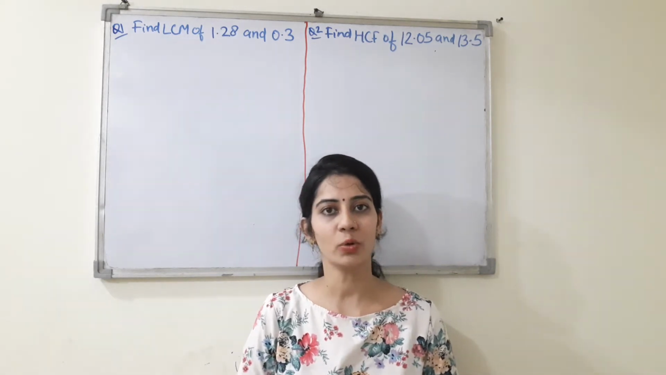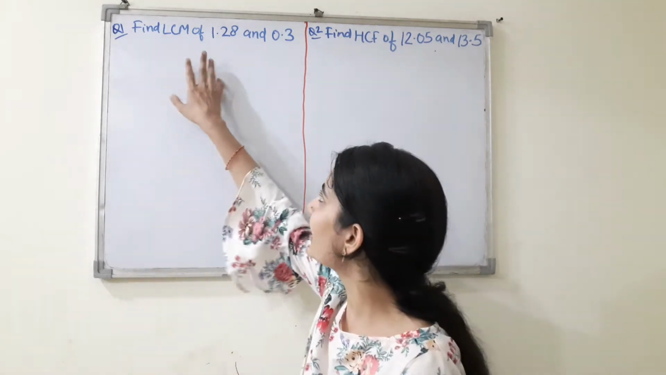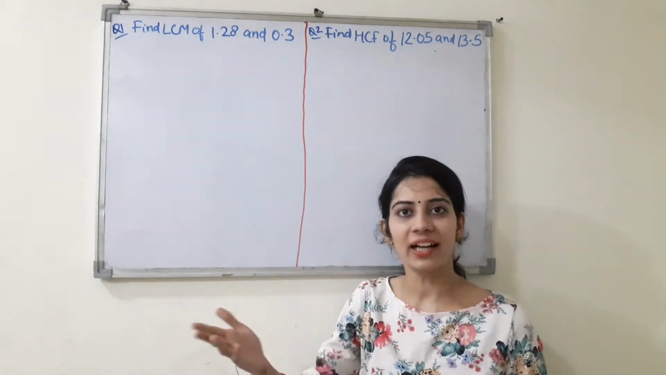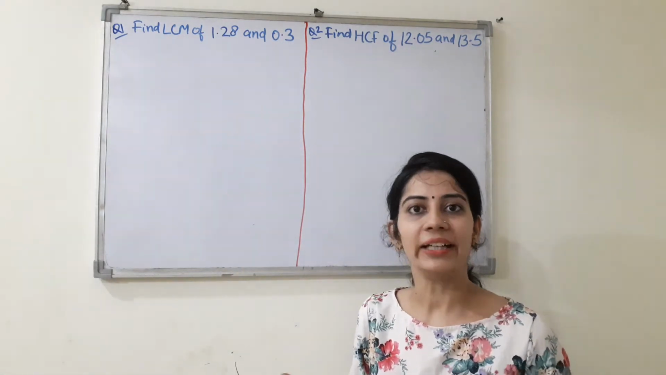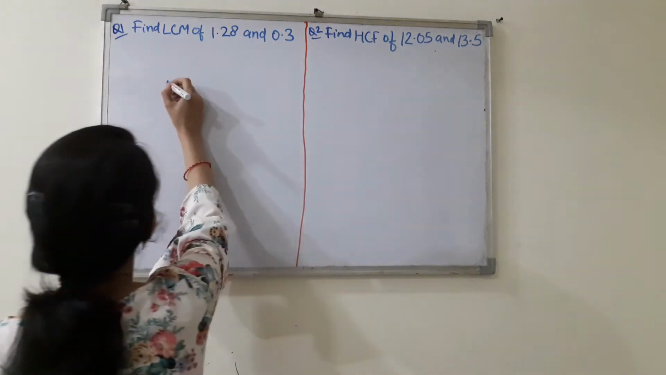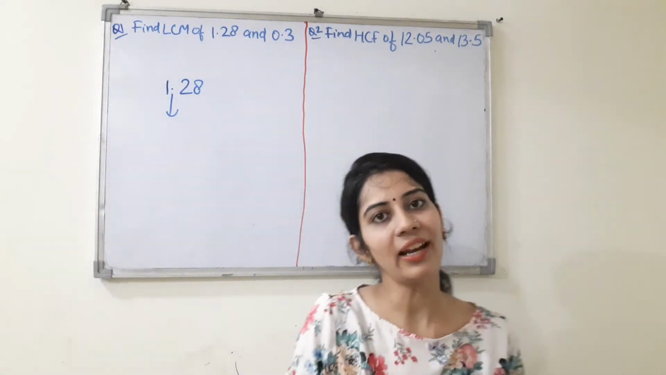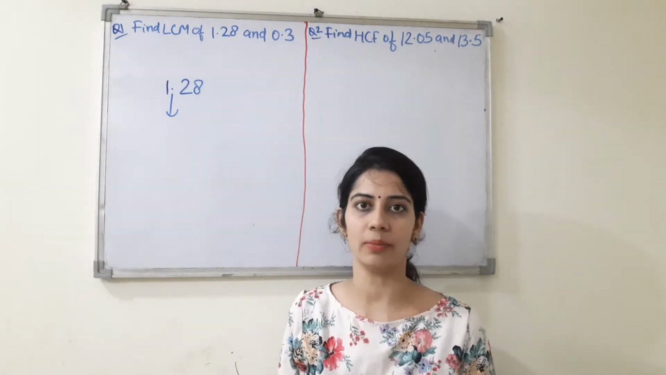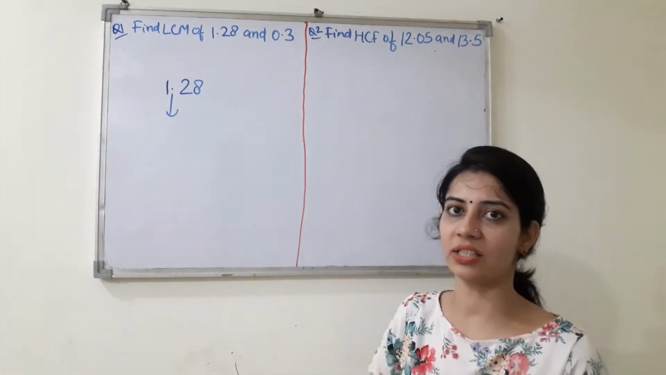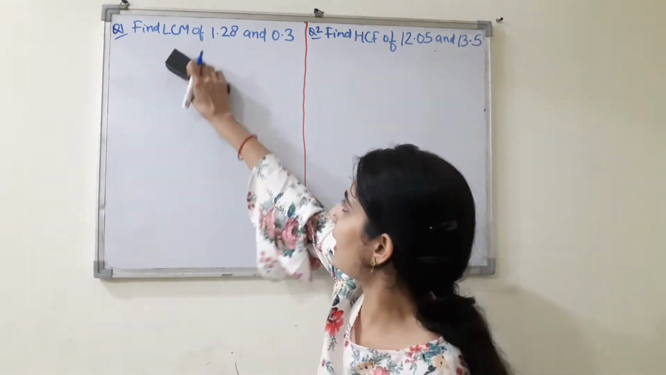Today we will know how to find the LCM and HCF of decimal numbers. Numbers like 1.28, 0.3, all these are decimal numbers. How will we identify decimal numbers? Through this point, like 1.28. So this is a point, and through this point we can identify the number as a decimal number. Now we will know how to find the LCM and HCF of two or more given decimal numbers. Okay, so let's start the questions.